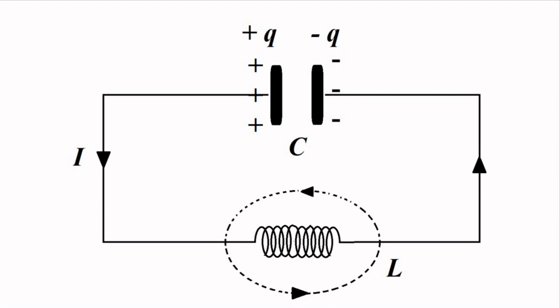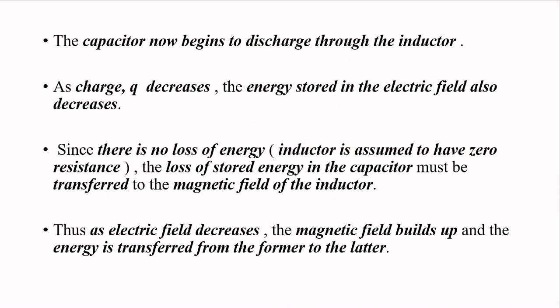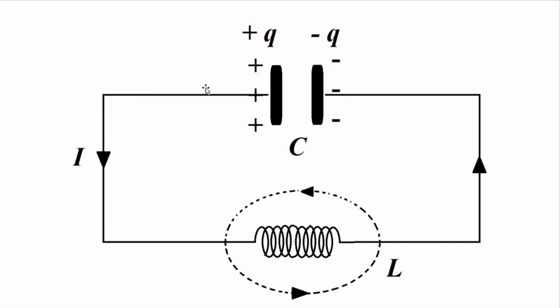This is the first stage. Now as this charged capacitor discharges slowly, the energy stored in the electric field of the capacitor also starts decreasing. As per the law of conservation of energy, there is no net loss in energy. So the loss of energy in the electrostatic field of the capacitor contributes to a gain in energy in the magnetic field of the inductor.